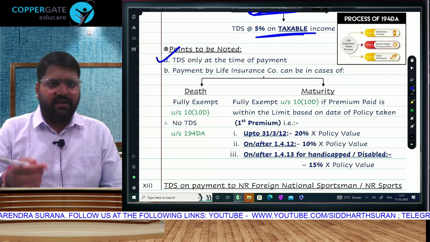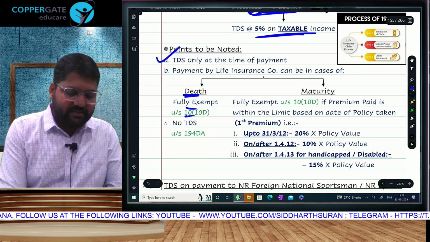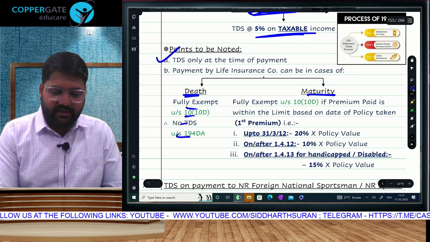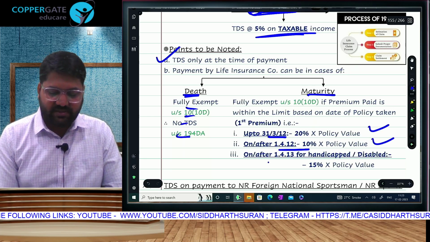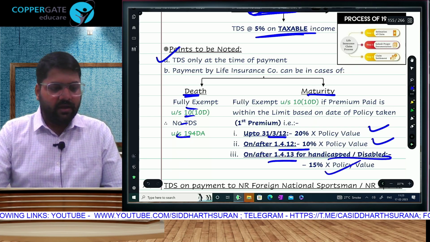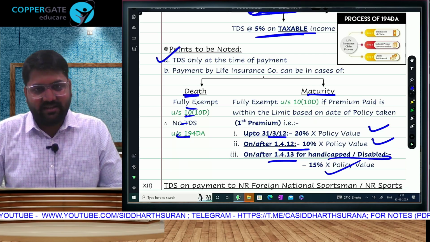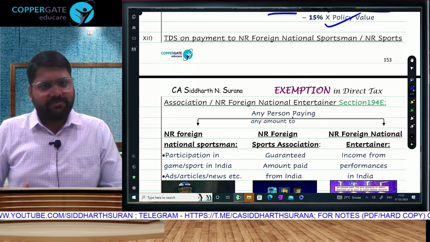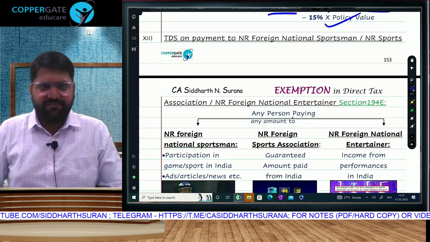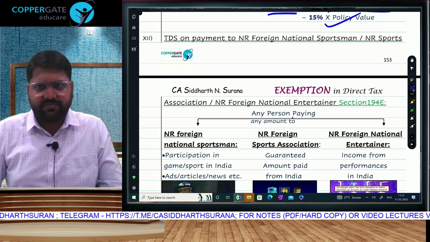Also in our when we did equity oriented mutual fund, but quickly, death cases fully exempt, so no TDS. Maturity cases, if the premium is within limit, up to this date 20%, after this date 10%, and after this date for disabled and handicapped 15% of the policy value, and plus that ULIP का amendment in equity oriented mutual fund is also going to be applicable. Any payment to, देखो ये सब special rates of tax वाला provisions है, which are not all of them put out here. If you study special rates, it will get done.